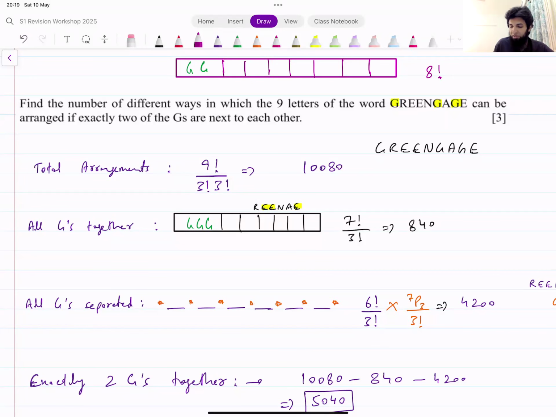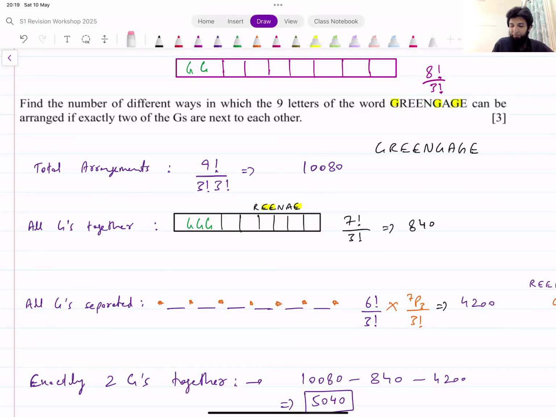Divide by any repetitions. E's are coming thrice, so we can divide by 3 factorial, and then for the G's inside, we could say whatever the arrangements are, they can't be arranged. So we could do something like this, but that would be wrong because the problem here is the total number of G's in this case is 3.